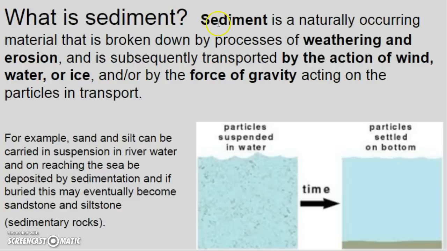Well, what is sediment? Sediment is a naturally occurring material broken down by processes of weathering and erosion, and it is subsequently transported by the action of wind, water, or ice, and by the force of gravity acting on the particles in transport. More often than not, we're going to be looking at water. Water is the most common transport vehicle. For example, sand and silt can be carried in suspension in river water, right? The particles are suspended in water. We called this turbidity once upon a time.